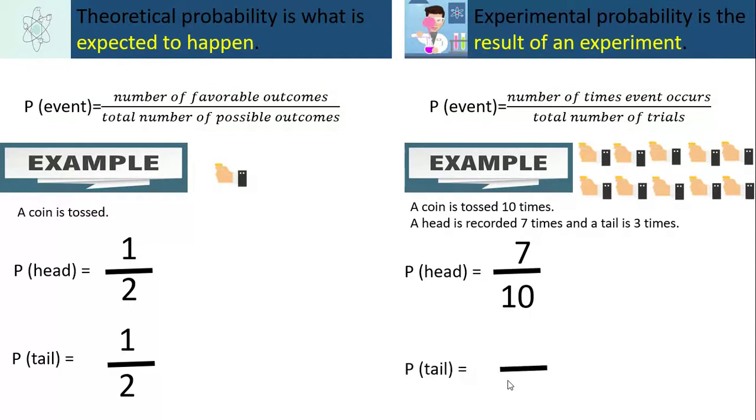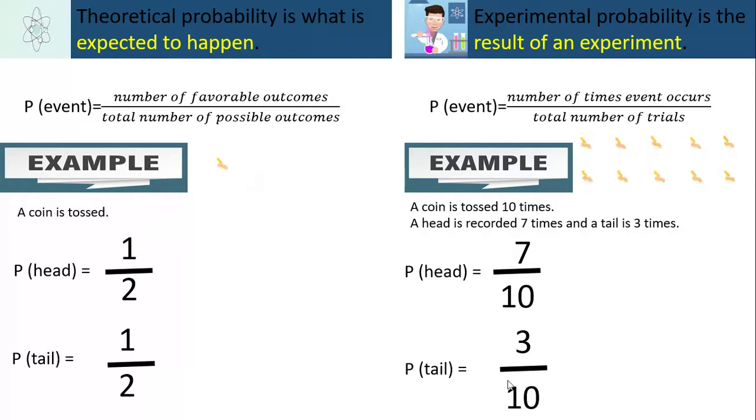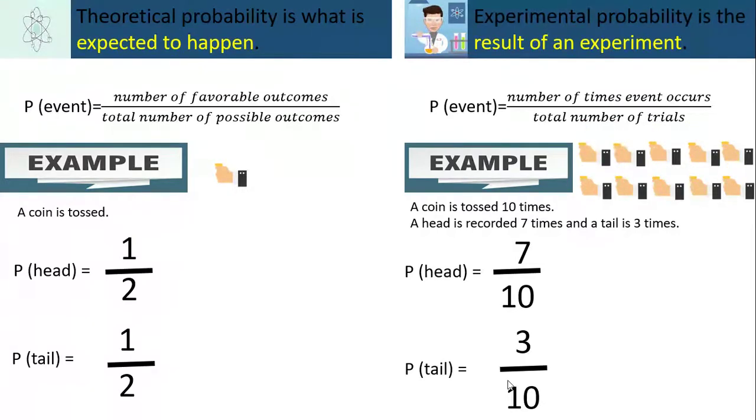And if we will get the probability of getting a tail, the recorded times tail occurs is 3 divided by the total number of trials, which is 10. Therefore, the probability of getting a tail is 3 over 10.